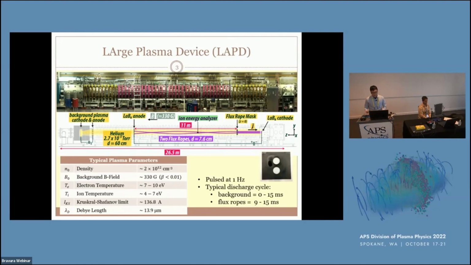The important thing to note is that for the LAPD, we pulse our plasma. The rate at which we fire each shot is about 1 hertz. So in 1 second, the experiment's over, and we can repeat this for many different shots in a day. In a day, you can have about 86,000 shots. The typical discharge cycle is about 15 milliseconds. We turn on the background for 15 milliseconds, and then the flux ropes are turned on in the last 6 milliseconds of the discharge.